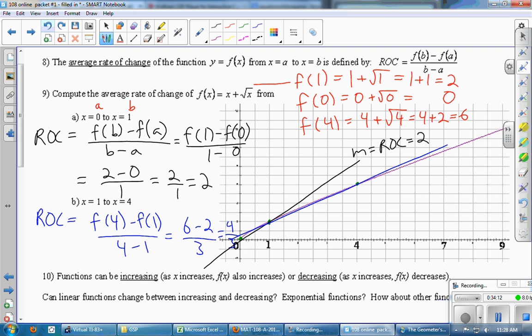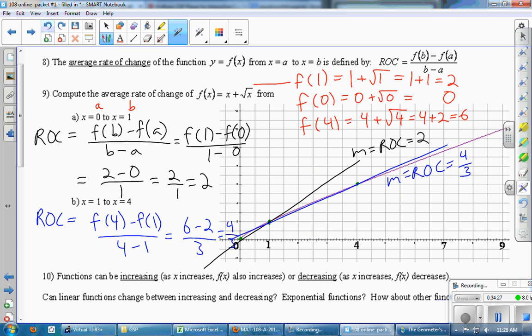And the slope of that line, the blue one, is different. Rate of change here is 4/3. So what's going on? Well, this is a way to really think about precisely what the curve is doing. The curve is not straight, so it doesn't have a constant rate of change.